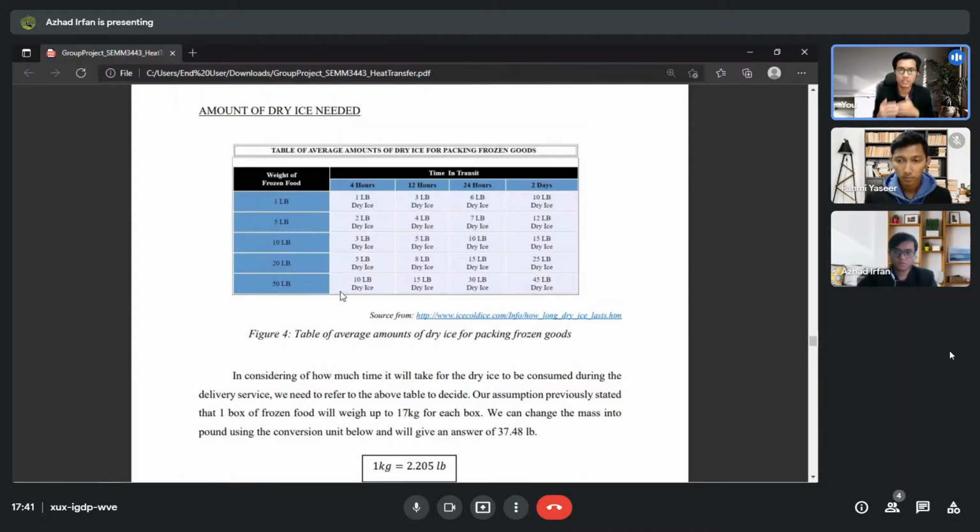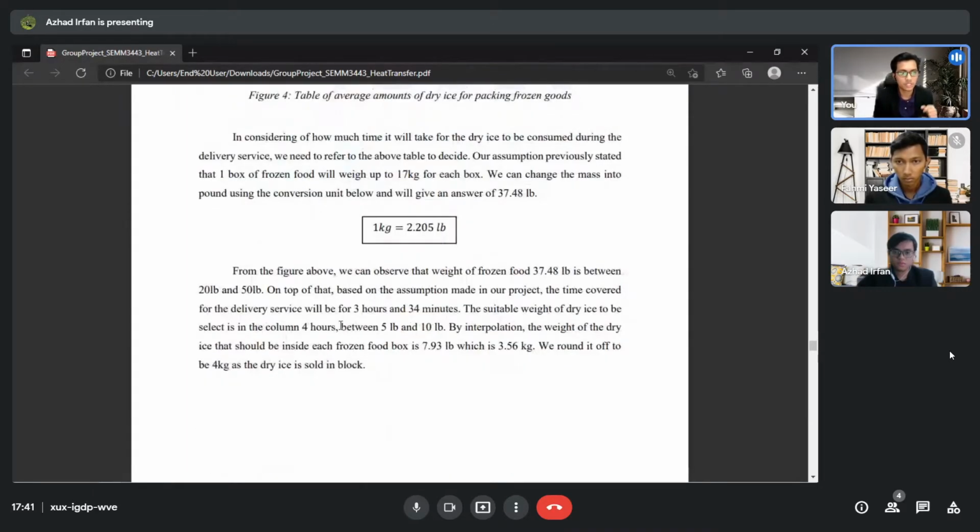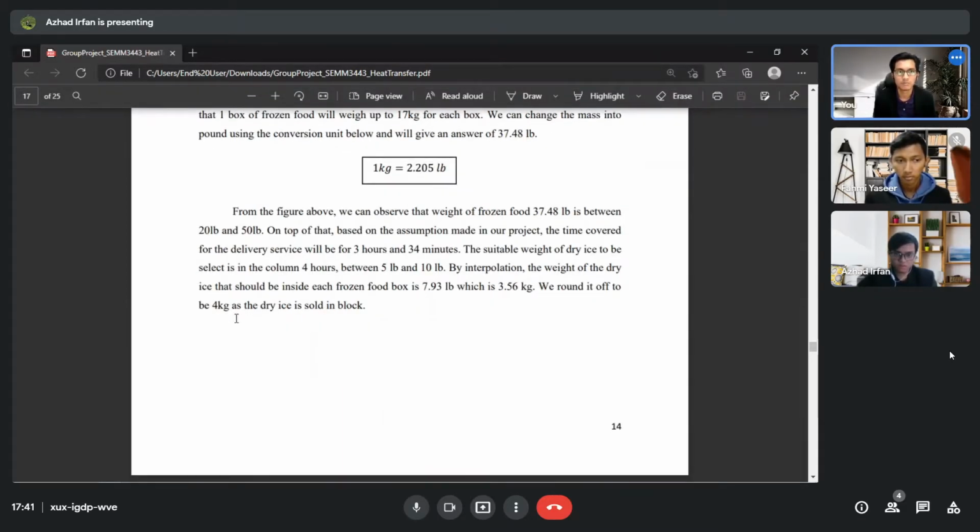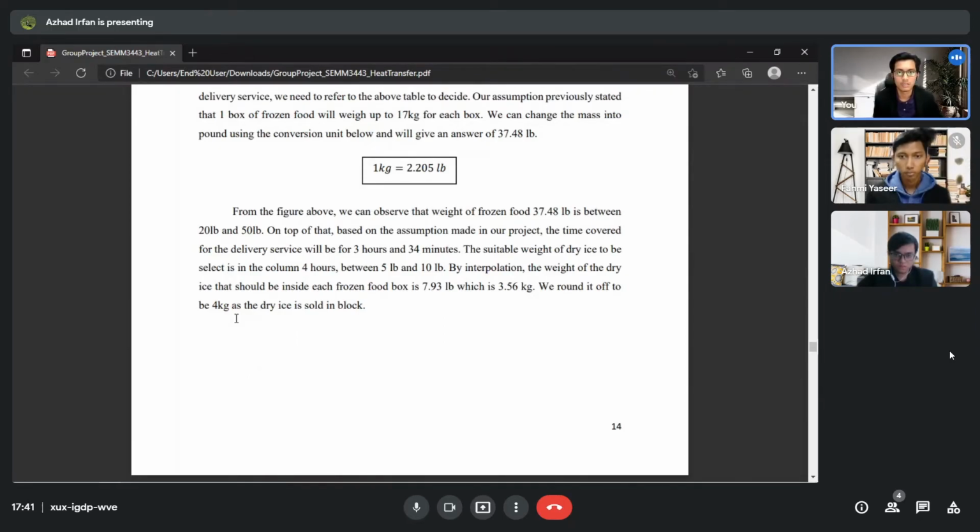So the weight of the dry ice that is relevant for us to choose is between 5 pound and 10 pound. So to get the exact weight of the dry ice, we have to do interpolation. So when we do interpolation, we got the dry ice is 7.93 pound, which after converting to SI unit, we got 3.56 kg, and we round it to be 4 kg for the weight of the dry ice for each box. So I pass it to Mr.